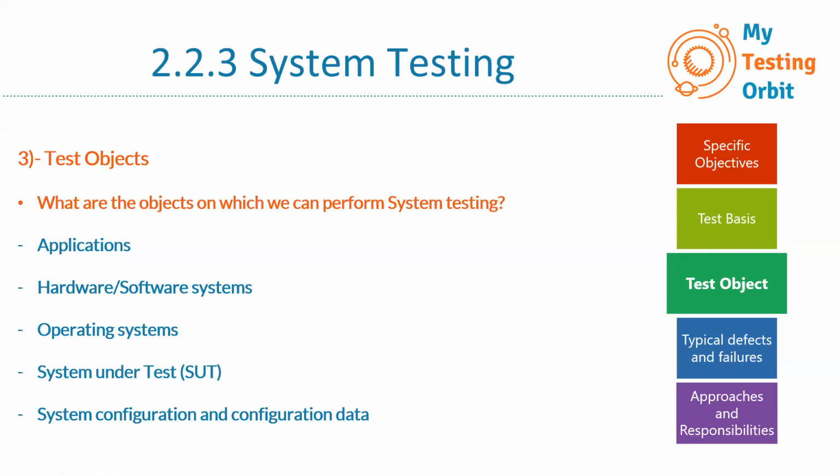Next is test objects. What are the objects on which we can perform system testing? A few examples are applications. It can be a desktop application, it can be a web application on which we have to test as part of system testing. Next is hardware software system. If it's a hardware system, then yes, we need that. Or if it's a software system, we need that as well.